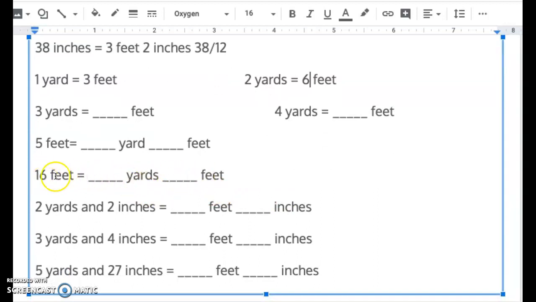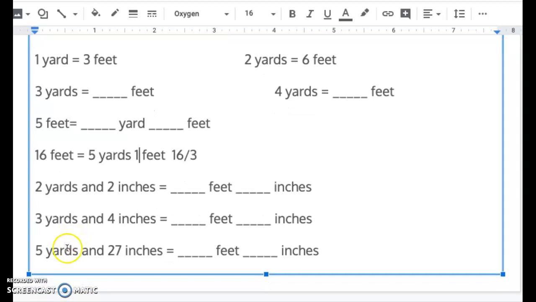16 feet is how many yards? So I'm taking these 16 feet and I have to divide it by 3 because every 3 feet I can call a yard. 16 divided by 3. See how that's an improper fraction? Remember how we did those? And I know that 3 times 5 is 15, and then I'm going to have 1 foot left over.